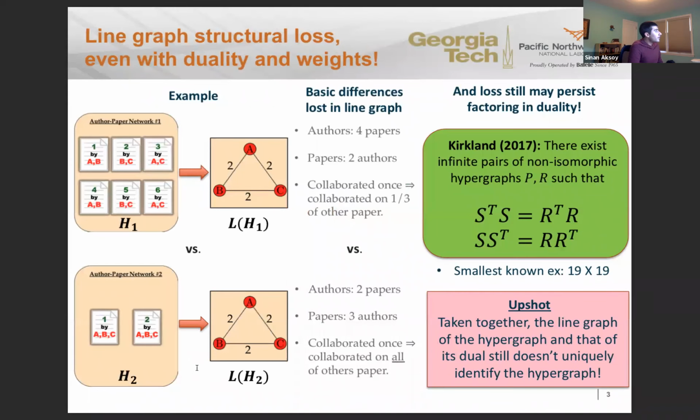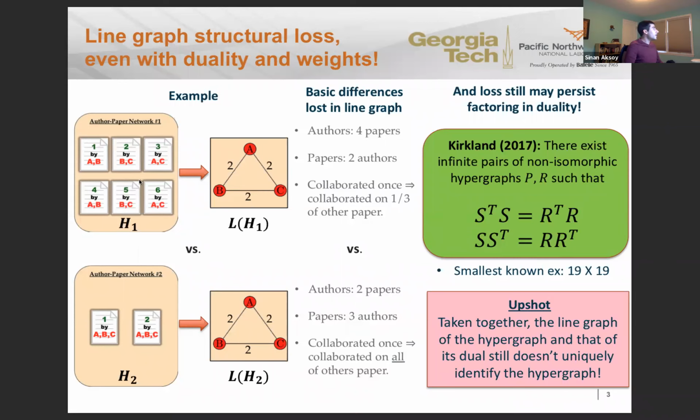All right, something to try to convince you of off the bat about line graphs is that, of course, just taking hypergraph-structured data and transforming it to the line graph is a sort of lossy thing. To drive home the fact that you lose structural information when you do this, why don't we look at this really simple example of two-authored paper networks. This is the type of data that you can structure in a natural way as a hypergraph.